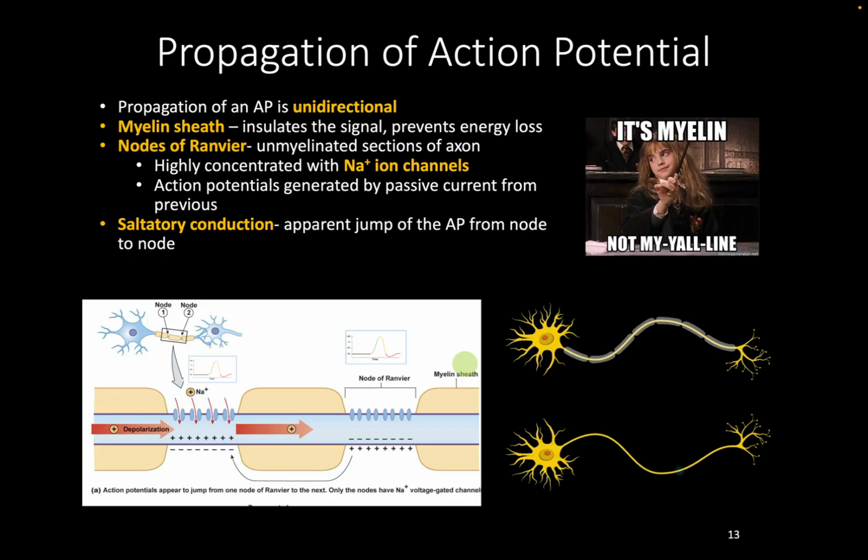So propagation just means moving forward, right? And in this case, it's in one direction. Okay, action potentials do not go backwards. Hopefully, right? If they do, that's a problem. So we're going to talk about how we maintain that unidirectional movement. So one thing that we have in place is something called the myelin sheaths. We talked about that earlier.